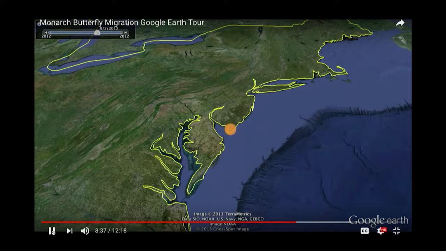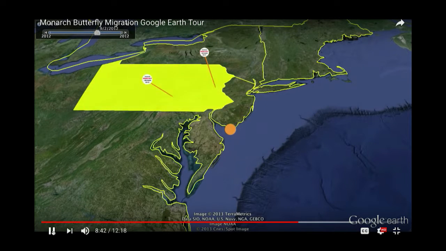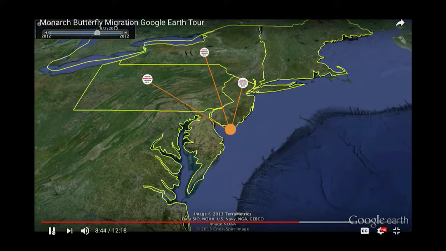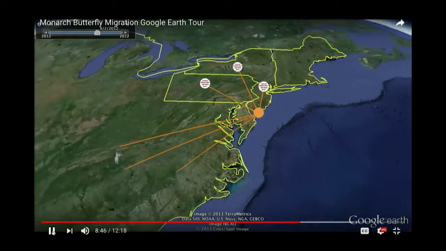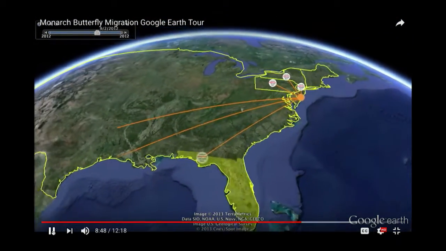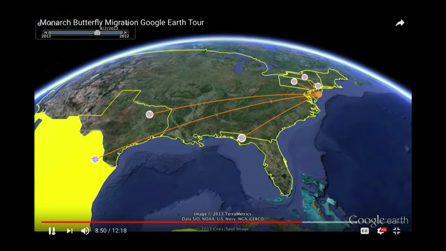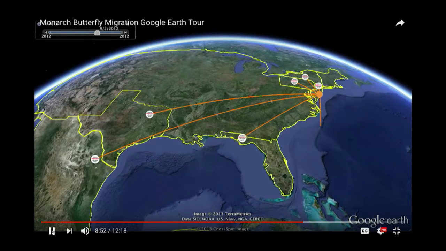We found monarchs here in Cape May that have been tagged in New York State and Pennsylvania and other parts of New Jersey. And the butterflies routing through Cape May have been found as far south as Florida and Texas, even Mexico. And there have been a few New Jersey monarchs that the wind's blown out to the Bahamas.